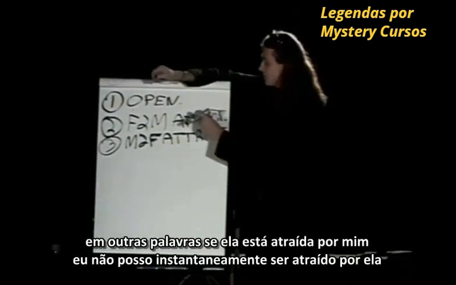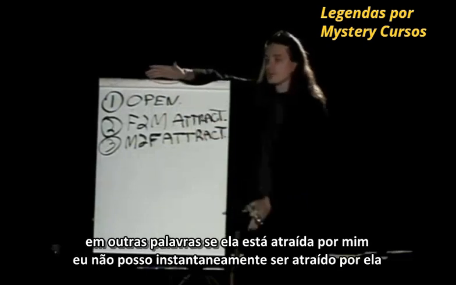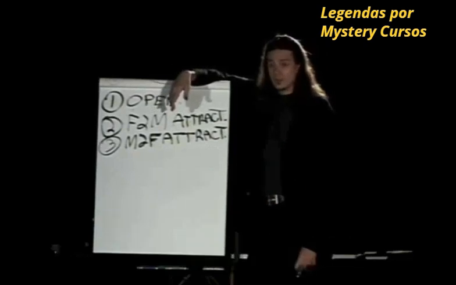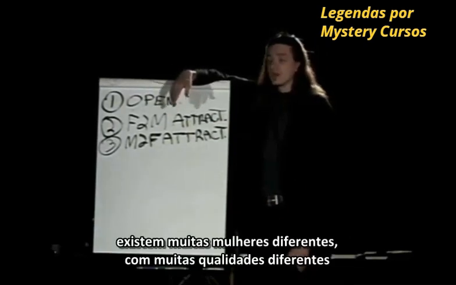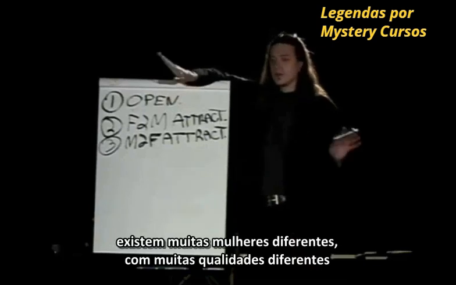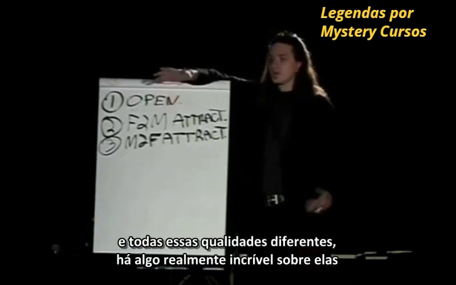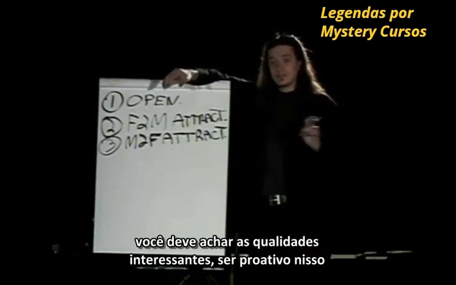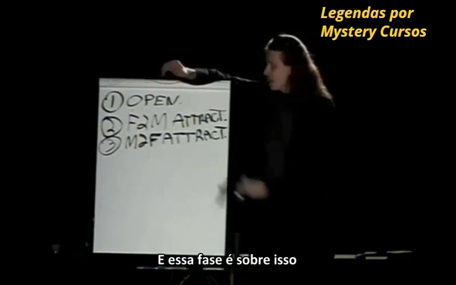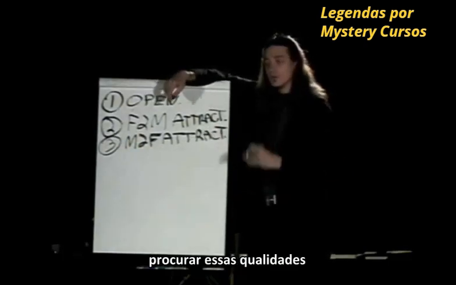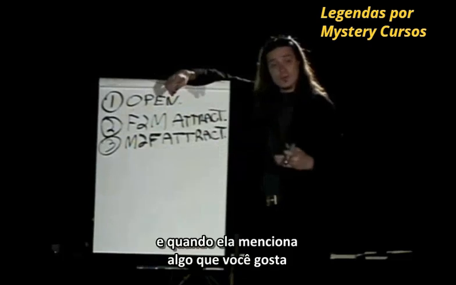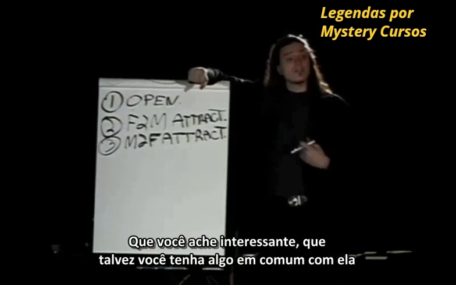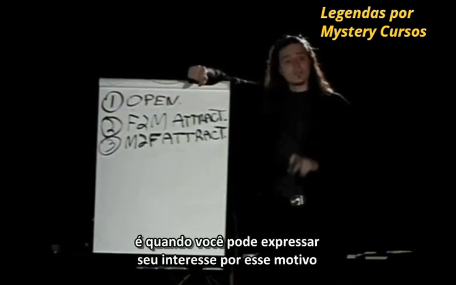In other words, if she's attracted to me, I can't just instantly be attracted to her. I have to be attracted to her for specific reasons, and it has to go beyond her looks. And guess what? There are a lot of different women with a lot of different qualities. And all these different qualities, there's something really amazing about them. You must find the interesting qualities. Be proactive in this. That's what this phase is about, looking for those qualities. And when she mentions something that you like, that you find interesting, that maybe you have some commonality for, that's when you can express your interest for that reason.